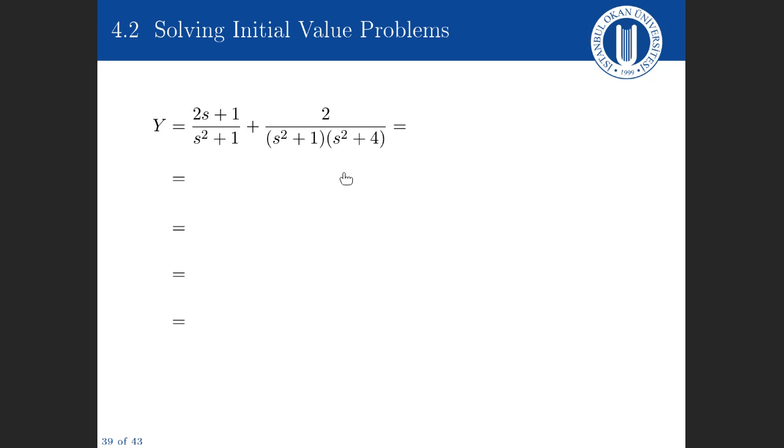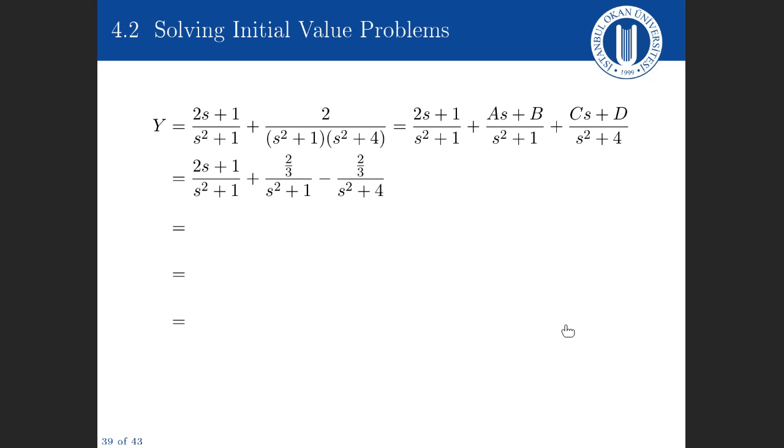We need to use partial fractions on the second term. It's going to be something over s squared plus 1 plus something over s squared plus 4, where each one of these somethings is a first degree polynomial. I'll leave this for you to check. I think we get 2 over 3 and minus 2 over 3.